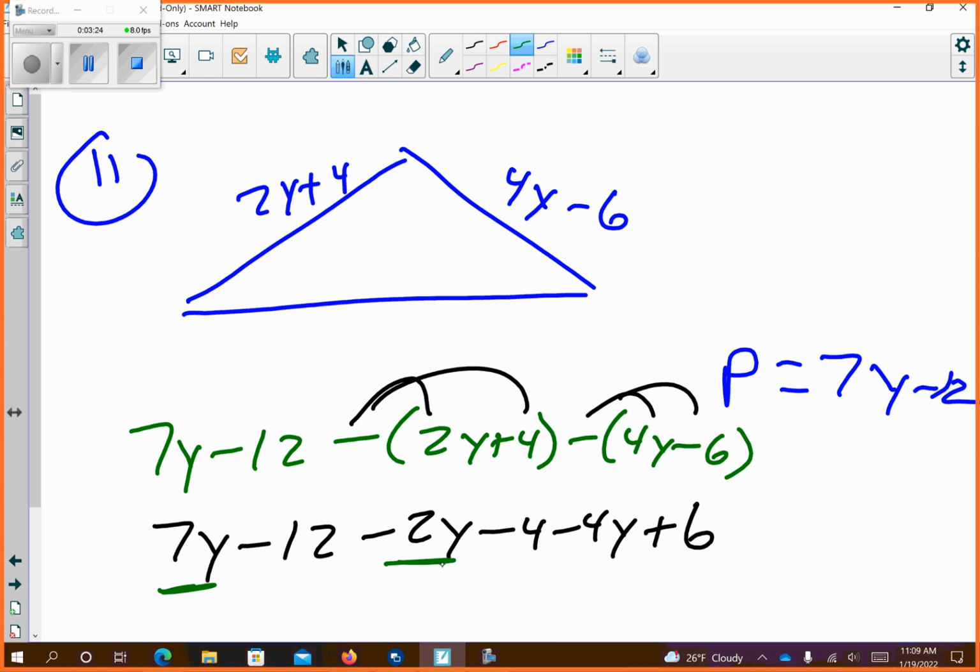7y minus 2y is 5y. 5y minus 4y is y. Negative 12 minus 4 is negative 16. Negative 16 plus 6 is plus 10. Or minus 10. Minus 10, sorry. It's a little goofier. We'll definitely be working with those a little bit more. We all right? Anything else?